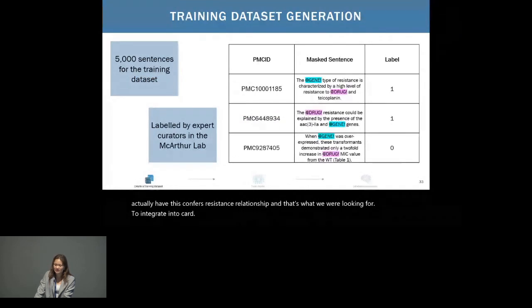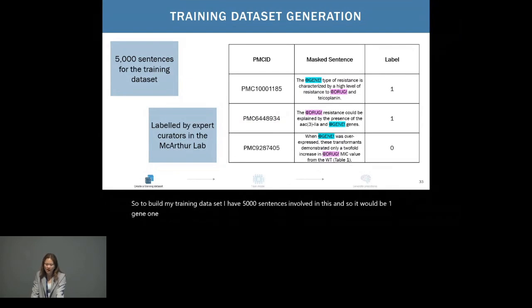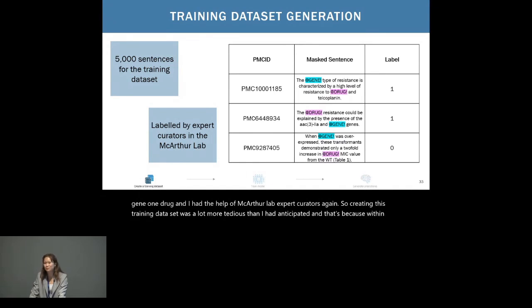So to build my training data set, I had 5,000 sentences involved in this. And so it would be one gene, one drug. And I had the help of MacArthur Lab expert curators again. Creating this training data set was a lot more tedious than I had anticipated, because within the literature, it's not as simple as gene X confers resistance to antibiotic Y. Every single sentence was looked at twice by the curator, so two pairs of eyes per sentence, and then a third round if there were disagreements in the labeling.